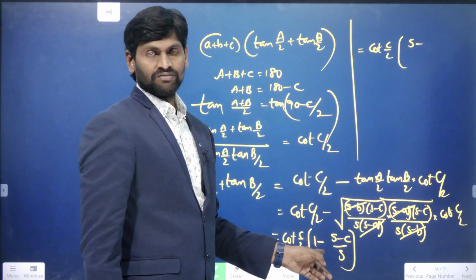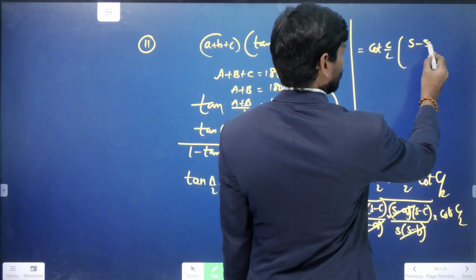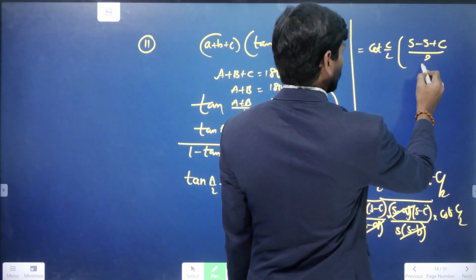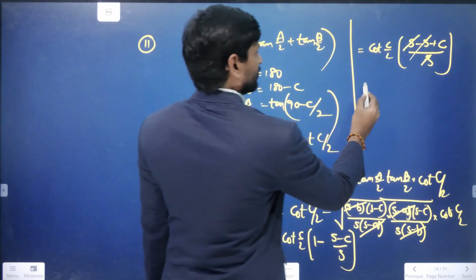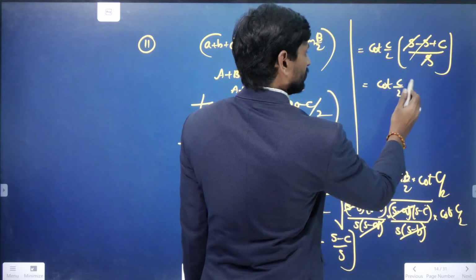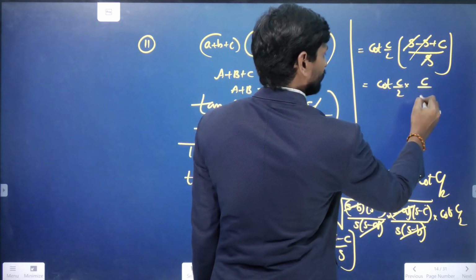That equals, now like a mixed fraction, this is cot C by 2 into S. Now I am just multiplying with the minus symbol, minus into S, minus into minus, plus C by 2. Sorry, C by S. Minus S plus S cancel. That equals cot C by 2 into C by S.